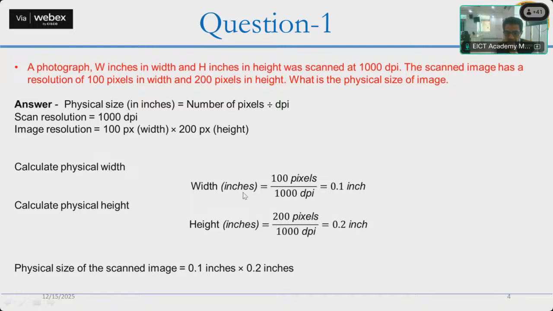When you have calculated the width in inches and the height in inches, then we can easily calculate the physical size, that is, the width multiplied by the height. This way, it is 0.1 inch multiplied by 0.2. Is it understood? So what is this giving us? It is giving a fair idea of an image which contains 20,000 pixels, that is of the size 0.1 inch multiplied by 0.2.